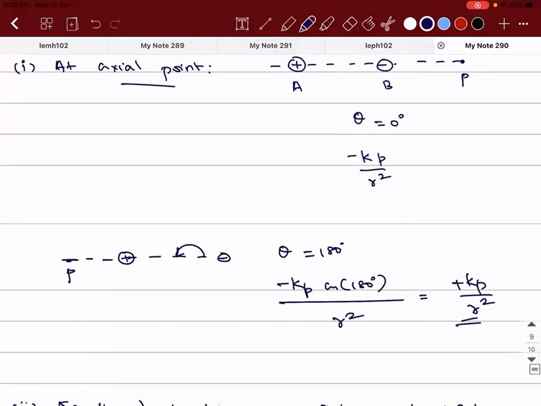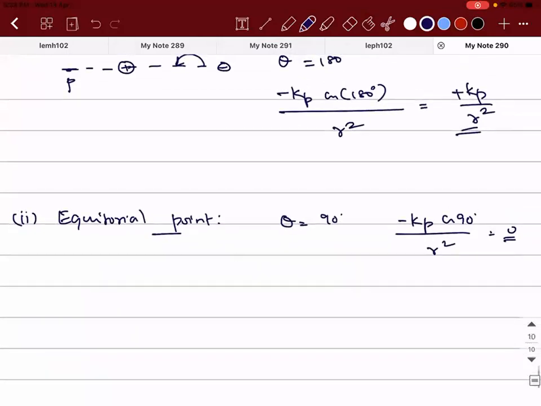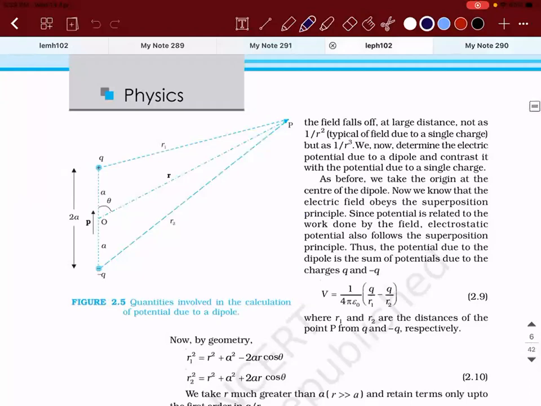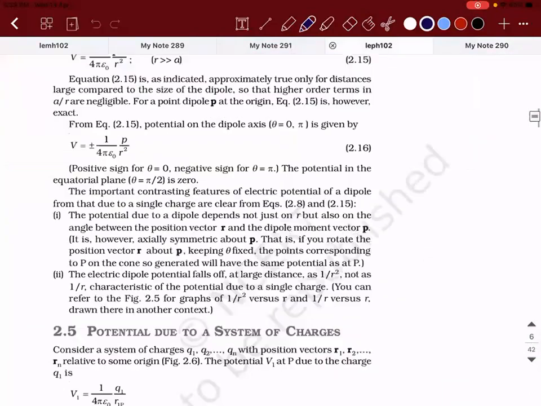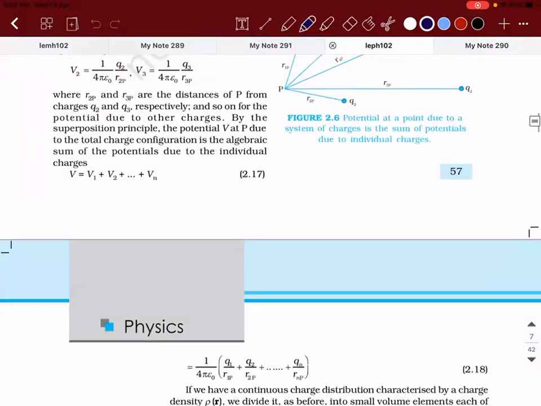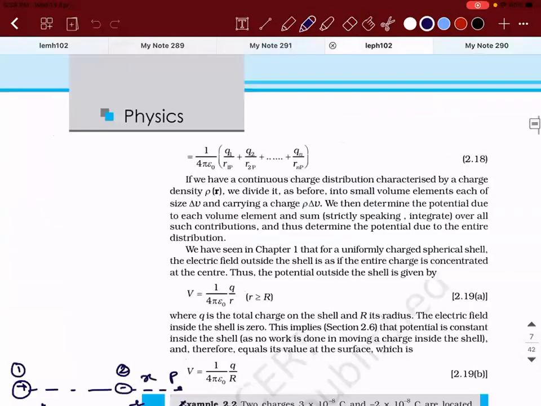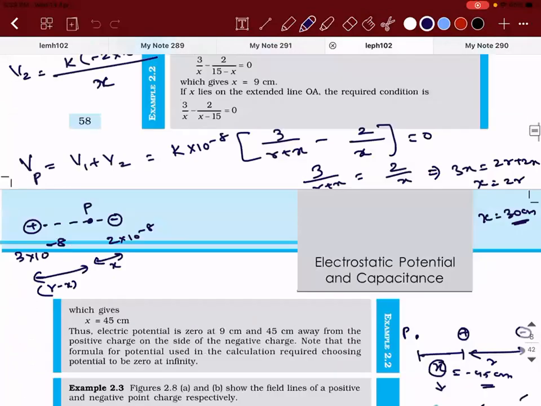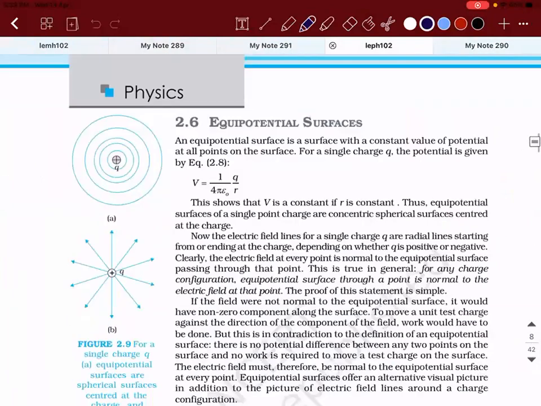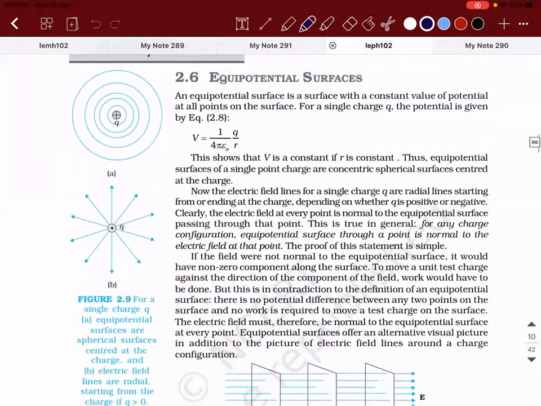Shall we proceed to the next one? So this one. The next topic we are supposed to see is called equipotential surface. Okay, so write down the heading as equipotential surfaces.